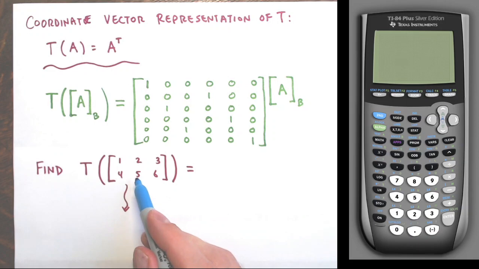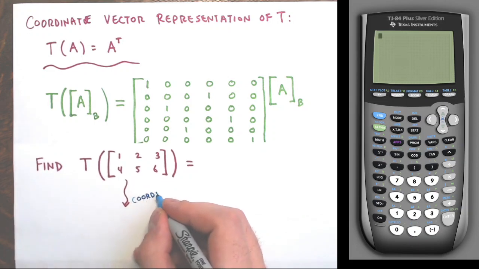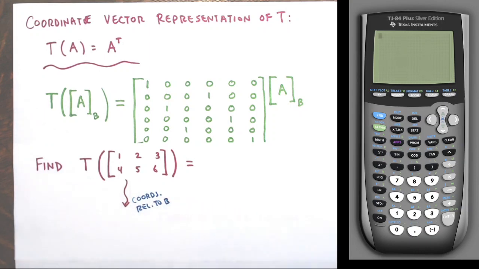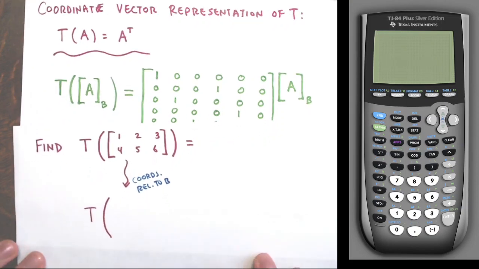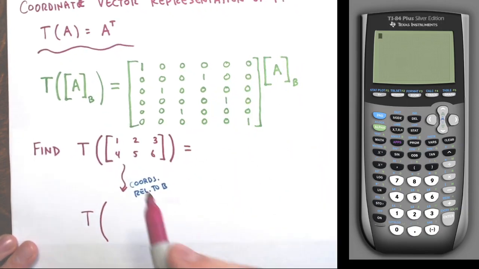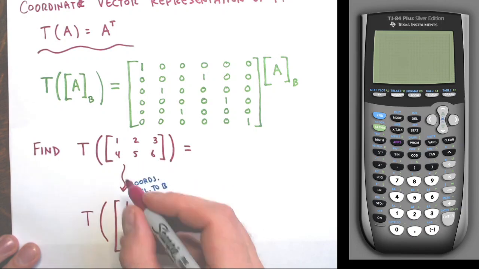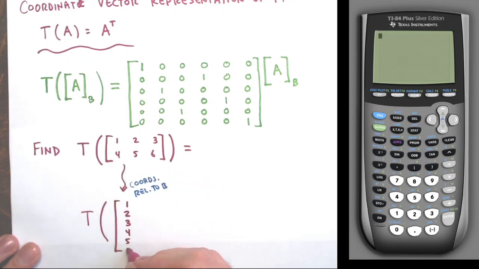Now the input's coming from the R 2 by 3. So I'm going to translate it to its coordinates relative to basis B, the basis for the domain. So this would be T of, and basis B was all those 2 by 3 matrices with a one in one position and zeros everywhere else. So I'd have one of that first matrix, 2 of that second matrix, 3 of the third, 4 of the fourth, 5 of the fifth, and 6 of the sixth. So again, this thing with 6 components is relative to basis B.